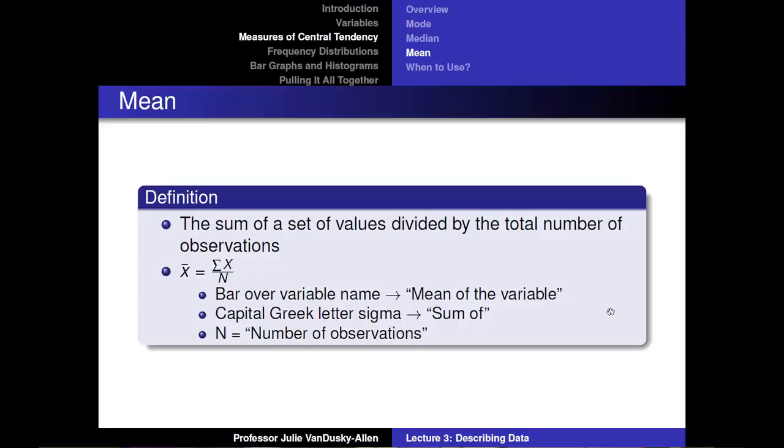Formally, the equation looks like this. X bar means the mean of X. Any variable name with a bar over it indicates that it is the mean of that variable. The Greek letter sigma, capitalized, means the sum of. In this case, it means the sum of all the observations in X. And N means the number of observations.